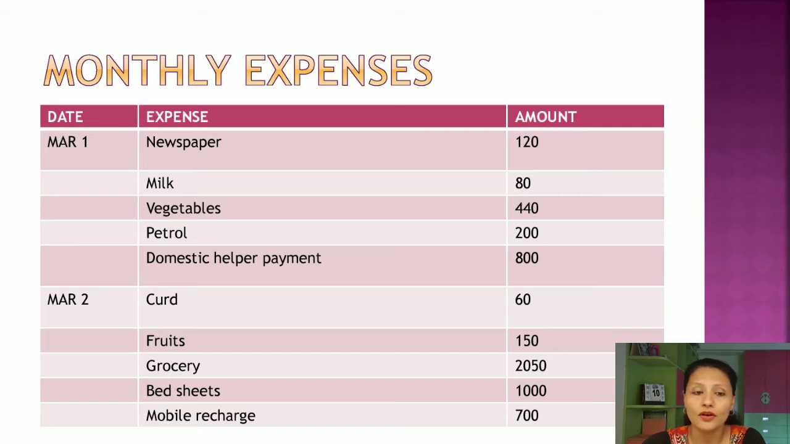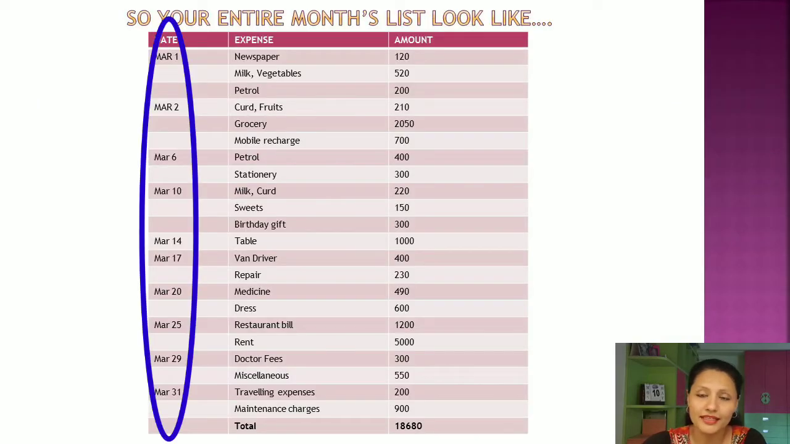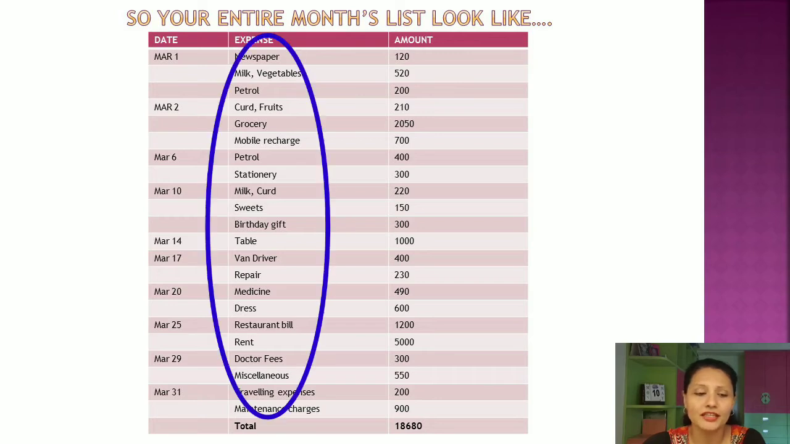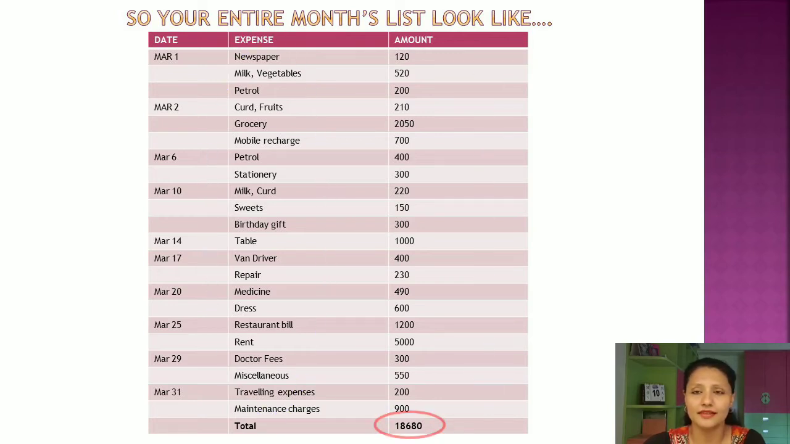What did I do on that particular day? How much did I spend on that particular day? What all events have taken place? So the entire month's list looks like this. All dates put together, every expense put together, total it up, 18,680. So that's the monthly expense of this household. If I want to go back and look at what I did on a particular date, say March 20th, I can see the medicine bill of 490 and a dress of 600 I purchased. So this gives me quick information on the date-wise transactions.